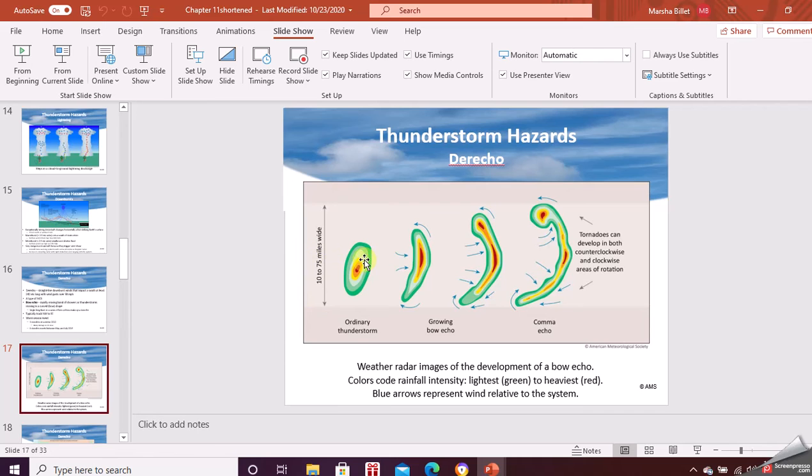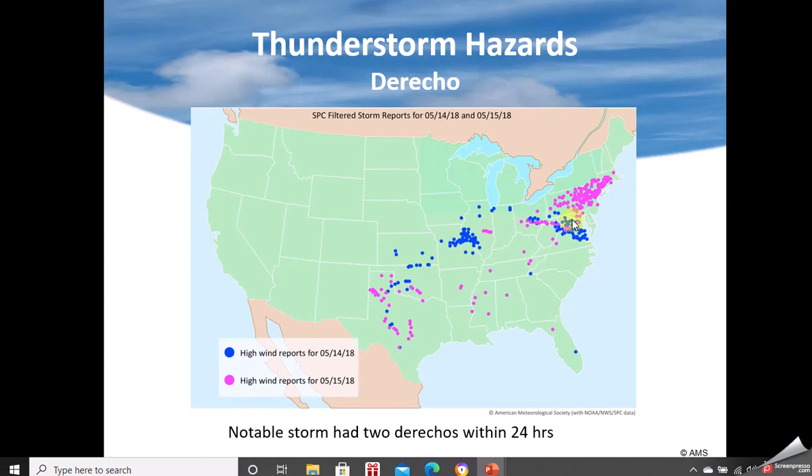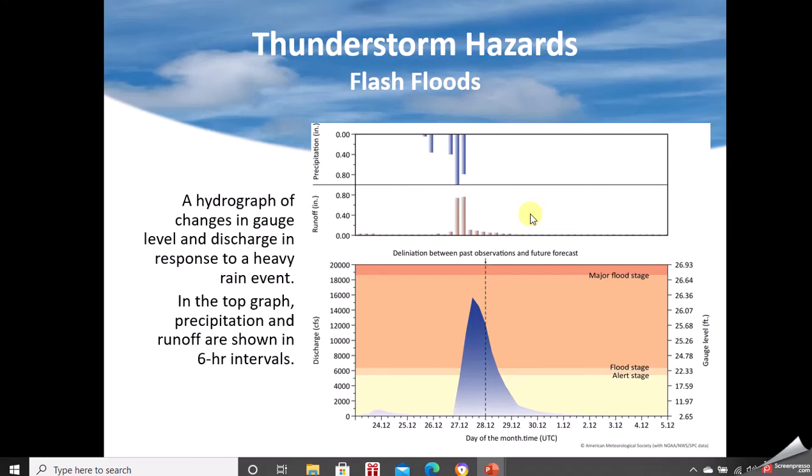One of the main things with thunderstorm hazards, and let's just take a look at this quickly here. You have an ordinary thunderstorm, but if it grows, and more thunderstorms develop in this area, it becomes multicellular. You wind up getting a comma at the top and all the way down along this line, with it bowing outwards here. You get very strong winds in this area. And that's what happened with this derecho we had. And you can see here some reports of high winds with that one.